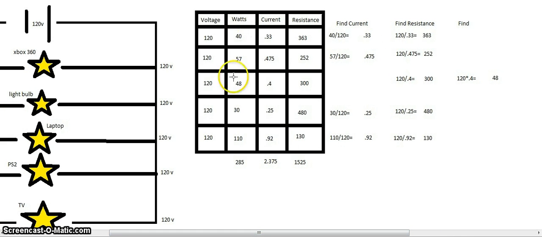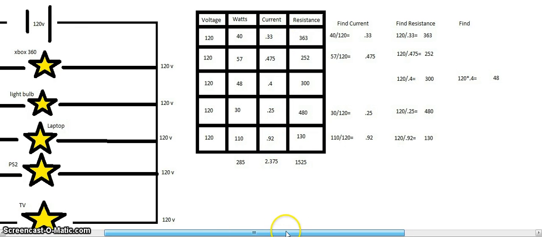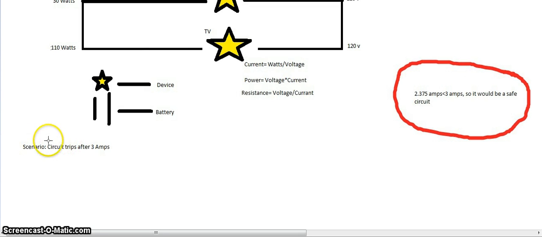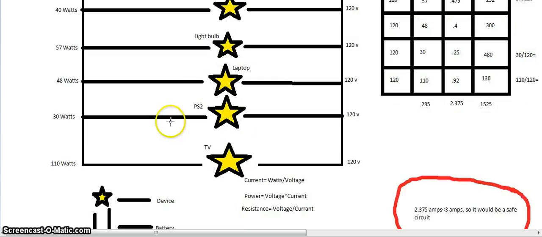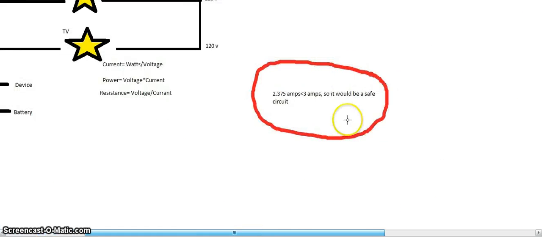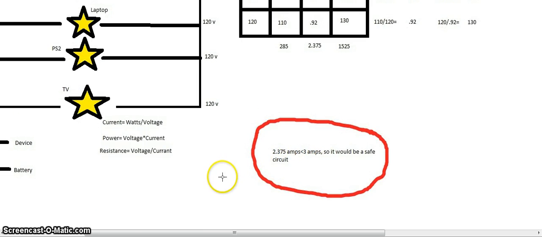After I got those, I added them all together. 285 for the total watts, 2.375 for the current and 1525 for resistance. And in my scenario, if the total current was over 3 amps, then it would go over and everything would shut off and I'd be unhappy and yelly. But luckily it's 2.375, which is, that's a heart. Didn't notice that. Lower than 3 amps, so it would be a safe circuit.